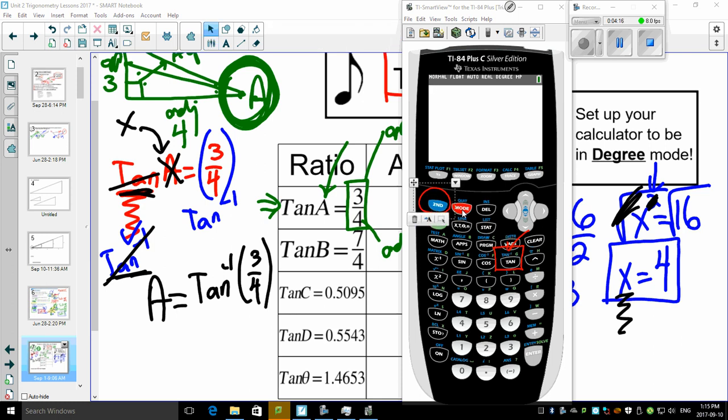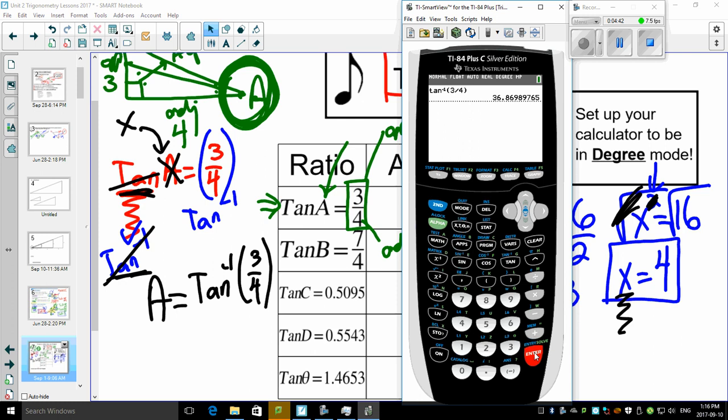Okay, so let me clear this out of here, and let's use our tan to the minus 1 button and see what we can do. Okay, so second tan, there it is, of 3 divided by 4 bracket. I like to finish off the bracket and hit enter. What does this mean? The angle is 36.86989765 degrees.